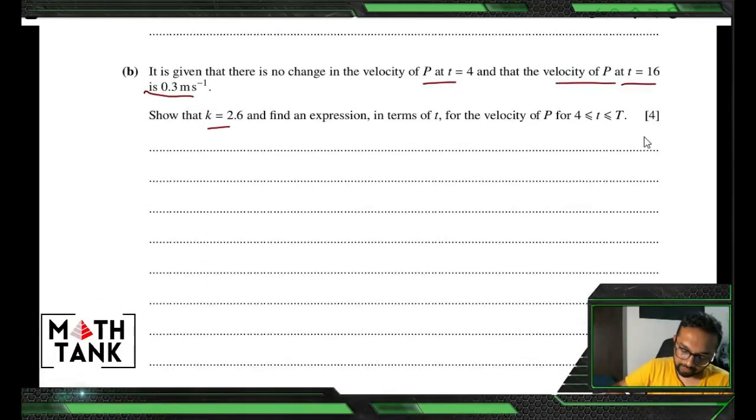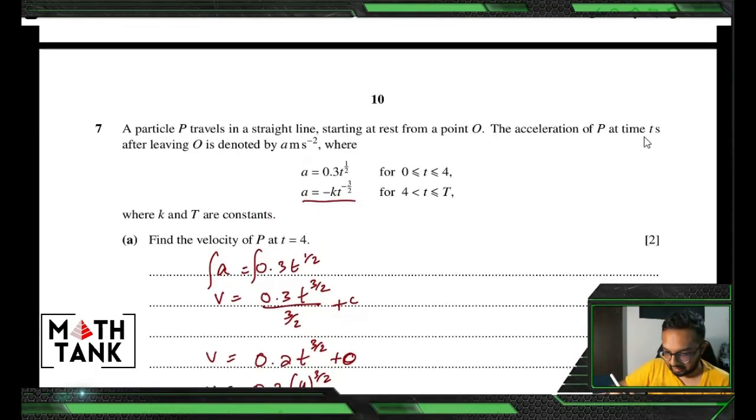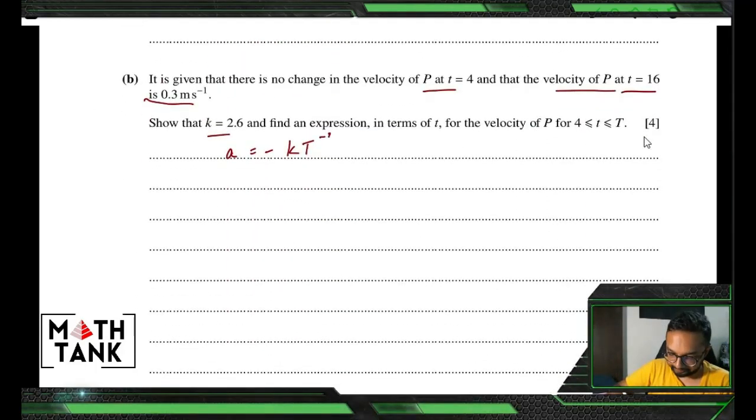So again, what I am going to do is integrate this equation again. Minus 3 over 2. V equals minus k t power minus 3 over 2 plus 1, which is half, so divided by half, plus c. So V equals minus 2k t power half plus c.